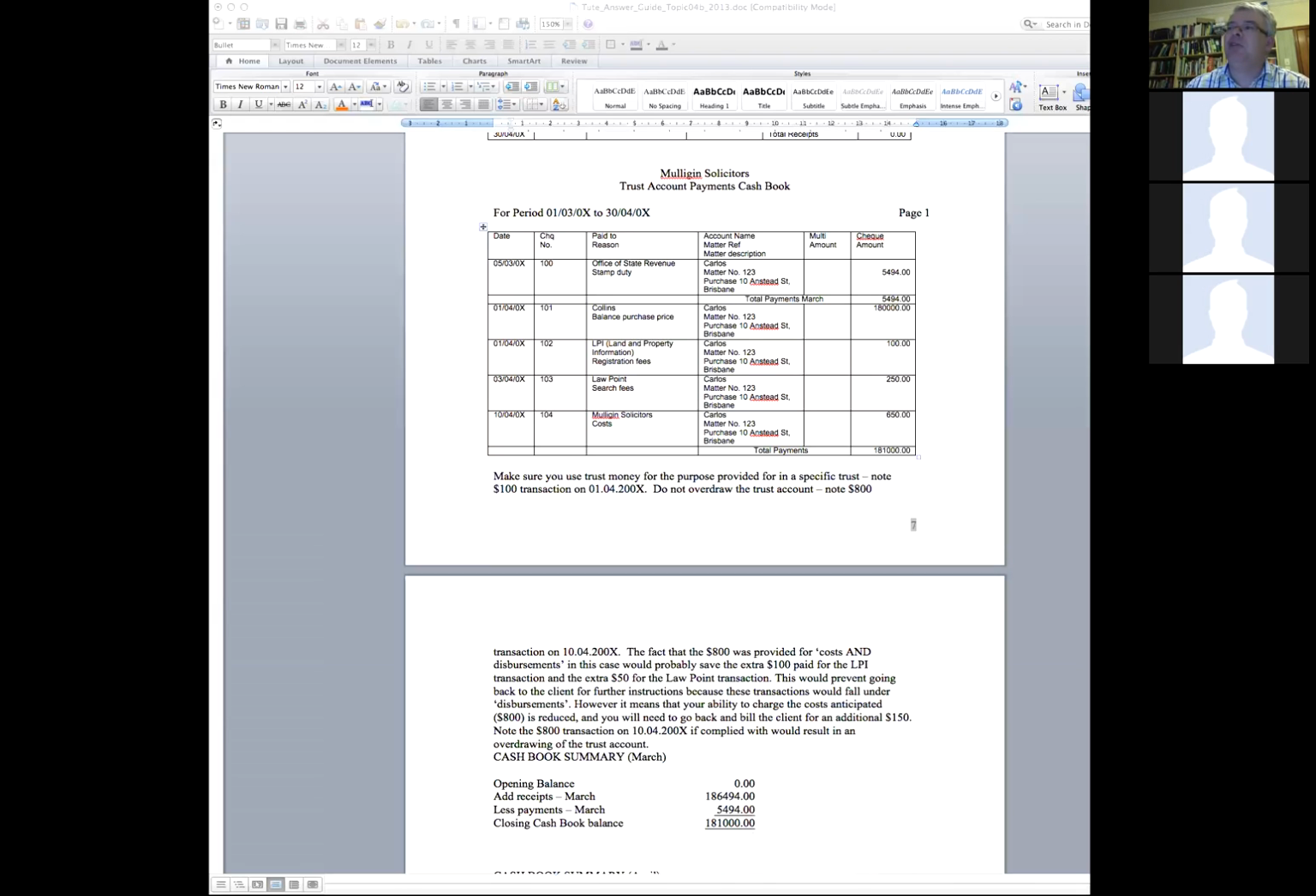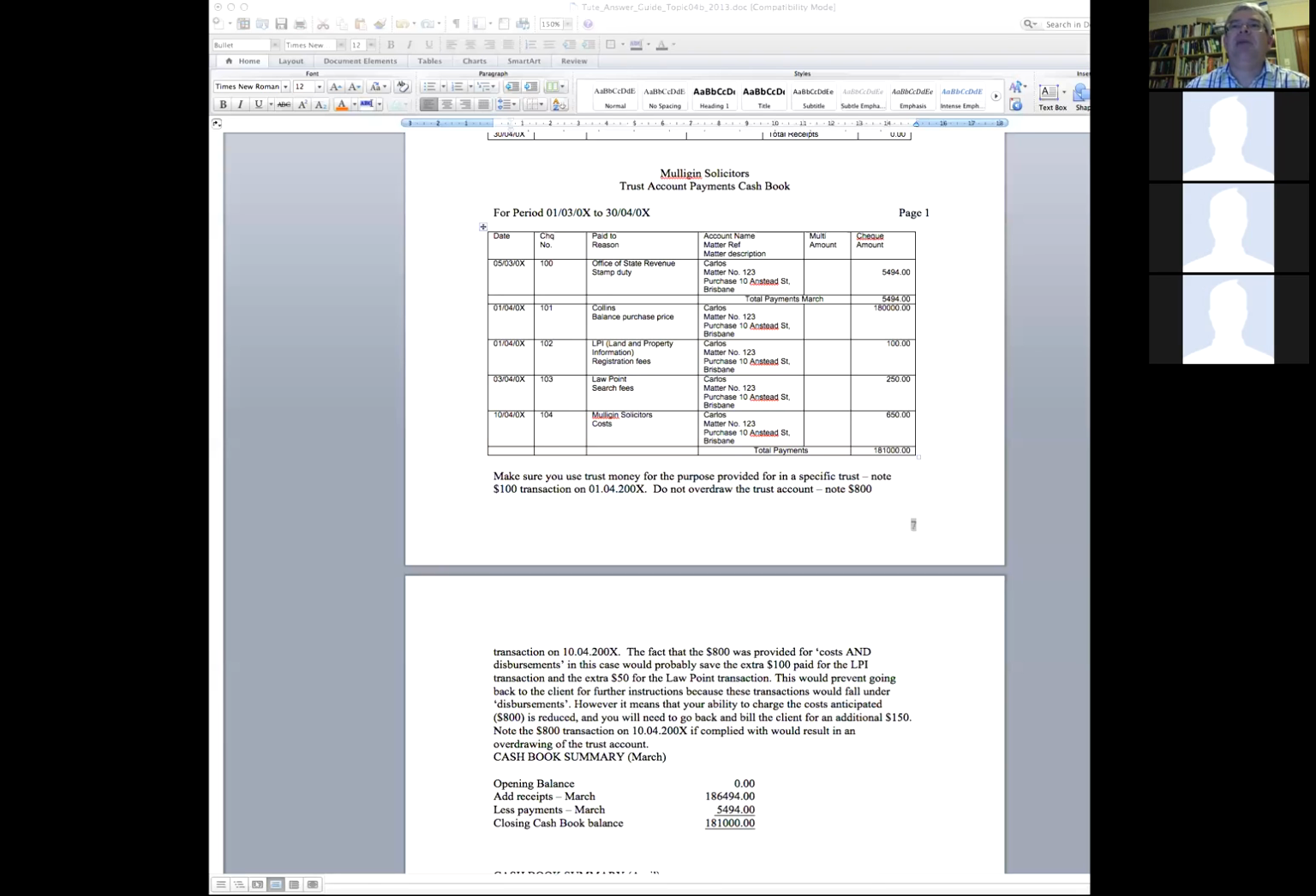The other thing to note is that that is the last payment for March, so you total up the monthly payments. So the total payments for March were $5,494. The next transaction, we don't need to go through all of these transactions. I'll just go through some of them so that you're clear on the process, because it's pretty repetitive.